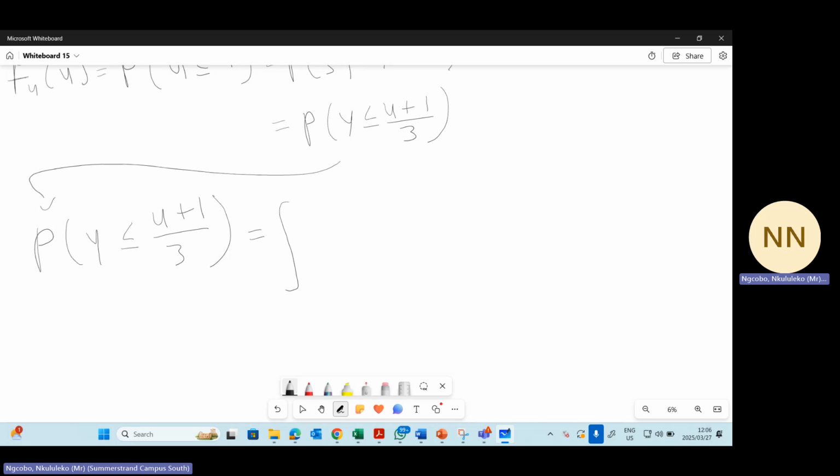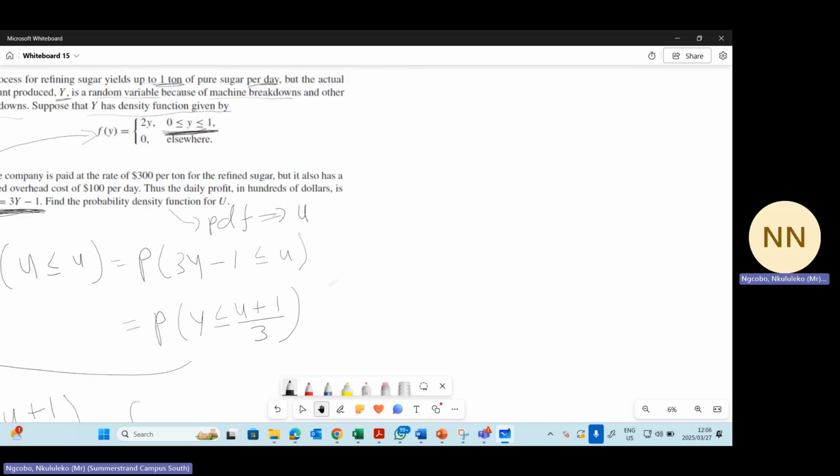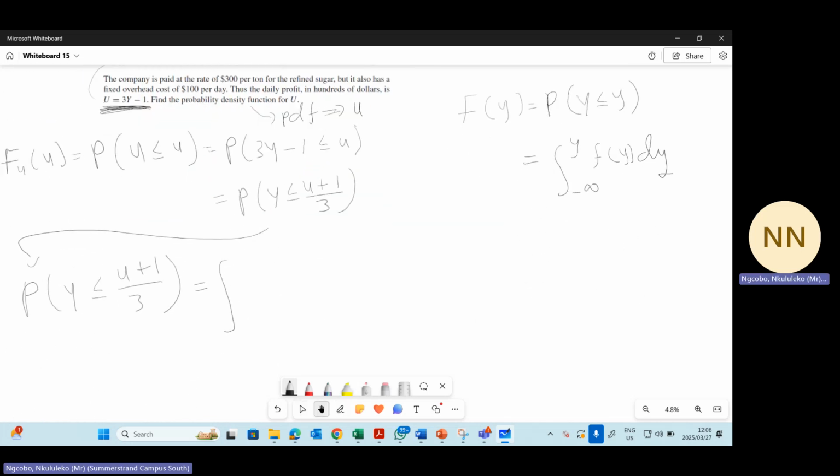You remember very well, so let me just refresh your memory here, right? You remember that F of y is equal to the probability. This is chapter 4, right? F of y is equal to the probability of Y less than or equal to small y, which is equal to the integration from minus infinity to y of f of y dy, right? Now, what does it mean?